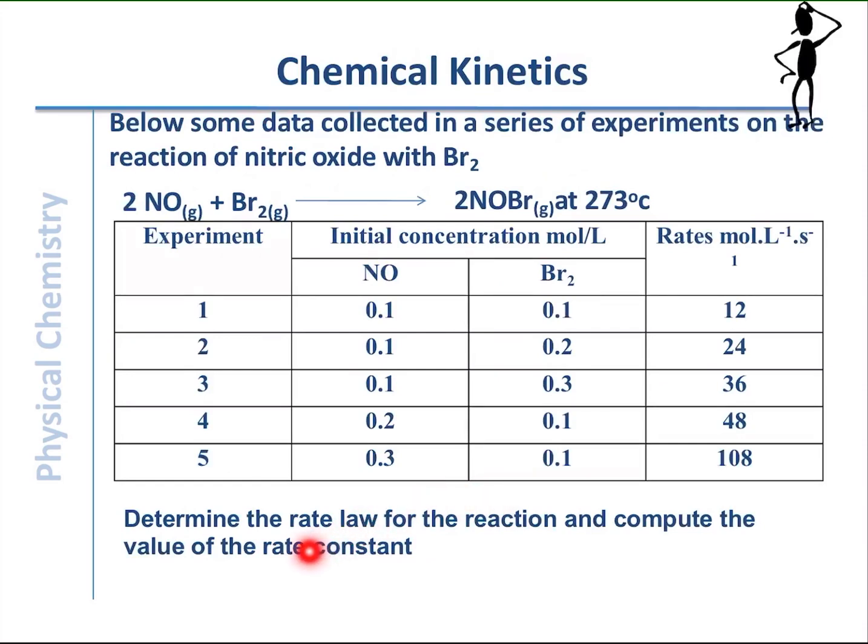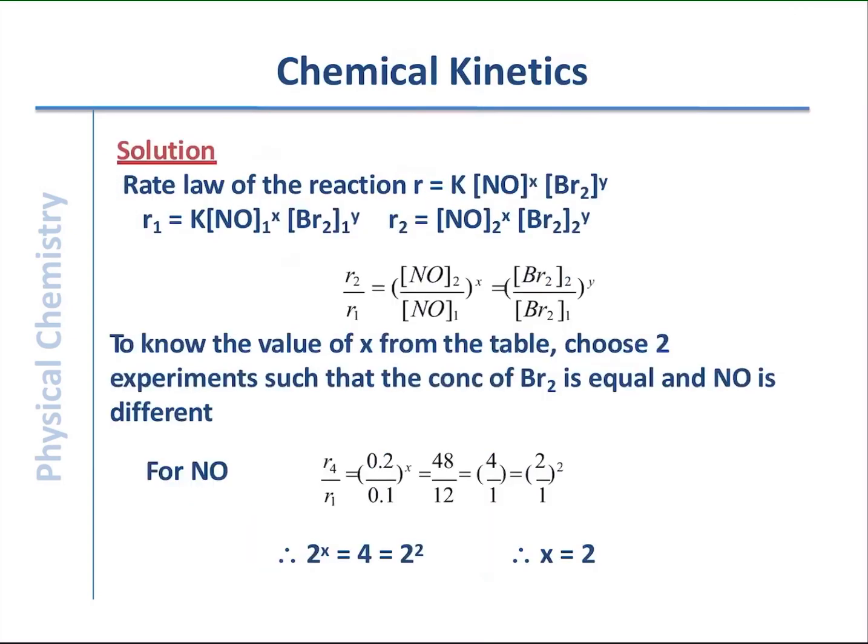You are asked to determine the rate law for the reaction and to calculate the value of the rate constant. The rate law of the reaction: rate equals the rate constant multiplied by the concentration of the first reactant to the power x, multiplied by the concentration of the second reactant to the power y.